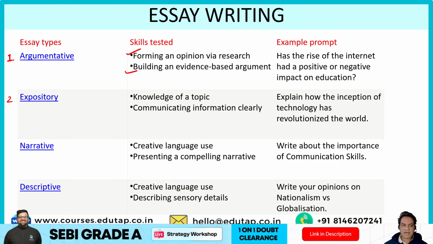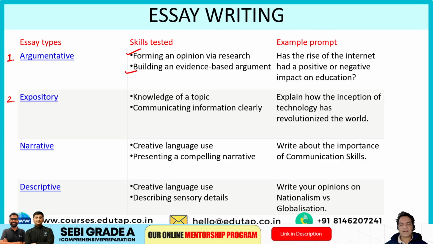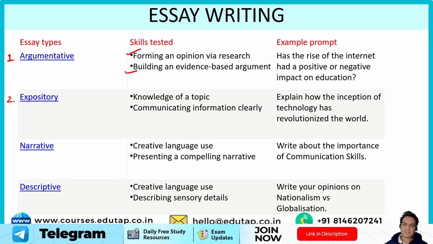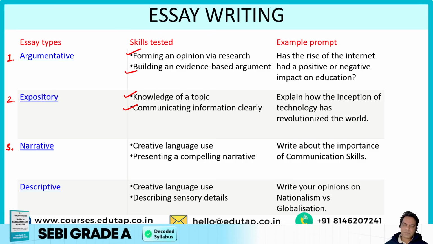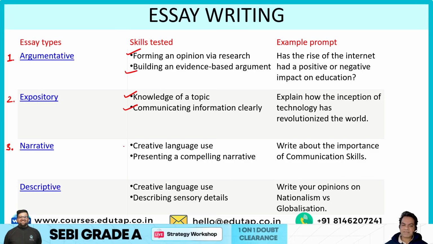The second type of essays are expository topics. Guys, what is expository? Where you have to expose one side of the topic. What is exposing? It means you have to highlight only one dimension of the topic, either the positives or the negatives. So in this you require in-depth knowledge of a topic and how well you can communicate the information clearly. Right. Then the third type of topics are narrative topics, where you present what you feel. A management topic, like for example, fostering organizational culture, that was a narrative topic. So here you need creative language use and you need to present a compelling narrative for the evaluator.